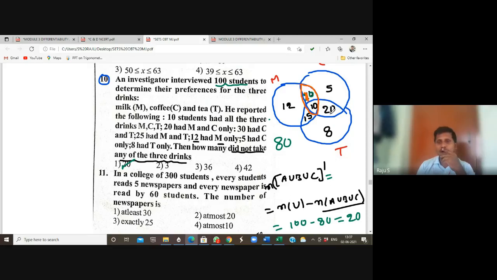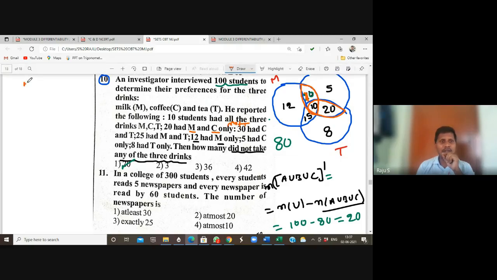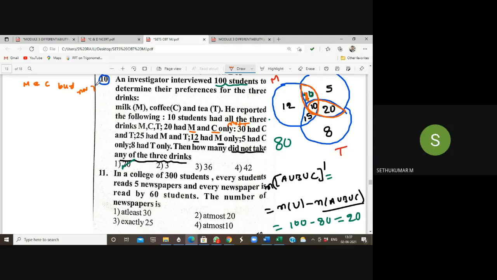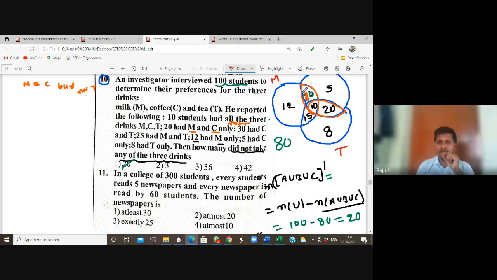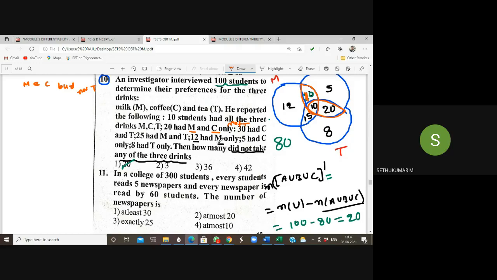What is the region which is common to C and T? This whole region. Not this. When they ask, if they give M and C only, but not T, at that time we can take this value alone. They did not give it like that. Is that clear? Yes, sir.